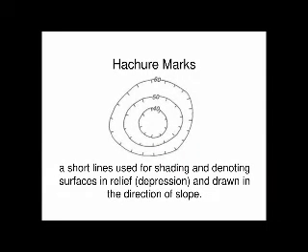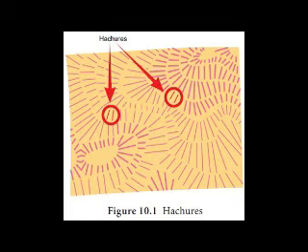Next we come to hachures. Now hachures marks are short lines used for shading and denoting surface in relief and drawn in direction of slope or flow of water. They are drawn close together on steeper slopes and wider apart on more gentle slopes. Now in the next picture you can see hachures.